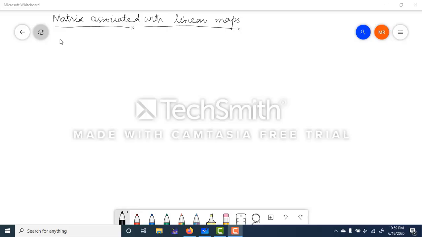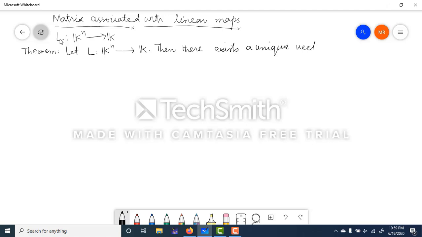With linear maps, I consider a special case where we have a linear map from a vector space to its field, and we have this theorem: let L be a linear map from K^n to its field K. Then there exists a unique vector A in K^n such that L is equal to L_A, that is, for all x belonging to K^n, L of x is equal to A times x.